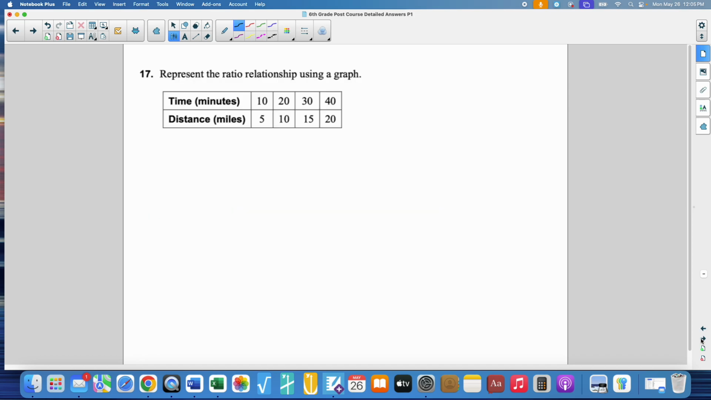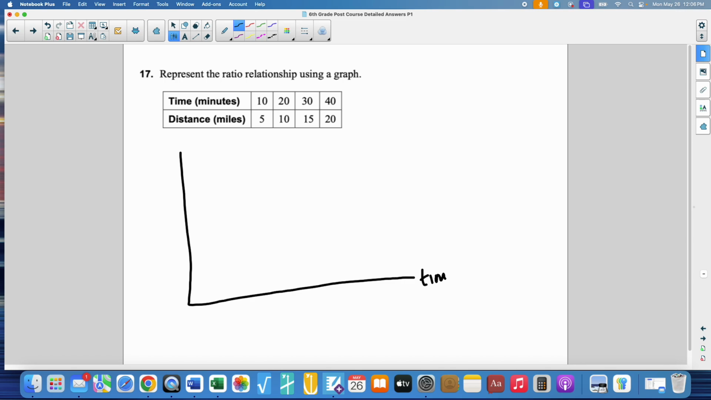All right, last problem on page 1. Represent the ratio relationship using a graph. Okay, so we have time and distance. So we're going to make a graph with 2 axes. You can have time on one, distance on the other. It doesn't really matter, but you should be labeling them. Increments should be the same too.